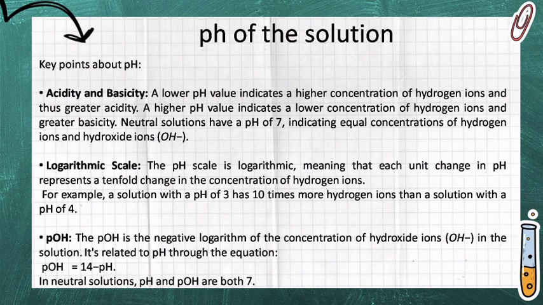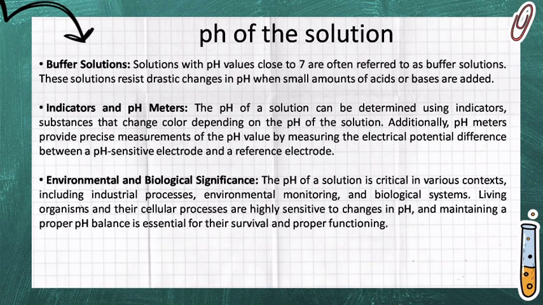C. pOH. The pOH is the negative logarithm of the concentration of hydroxide ions, OH-, in the solution. It's related to pH through the equation pOH equals 14 minus pH. In neutral solutions, pH and pOH are both 7. D. Buffer solutions. Solutions with pH values close to 7 are often referred to as buffer solutions. These solutions resist drastic changes in pH when small amounts of acids or bases are added.